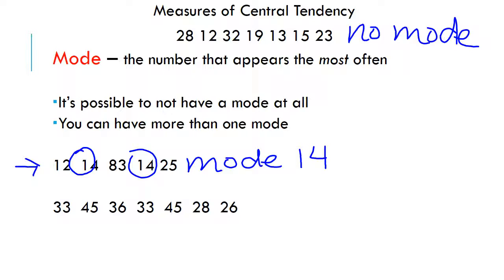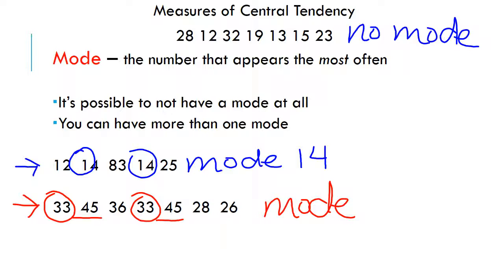Now let's look at the last set of data here. We have 33, 45, 36, 33, 45, 28, 26. Do you see any numbers that repeat more often than the other numbers? Well, yes, we have 33 and 33. But look, we also have 45 and 45. So in this case, our mode is 33 and 45. And that's all you have to do to find the mode.